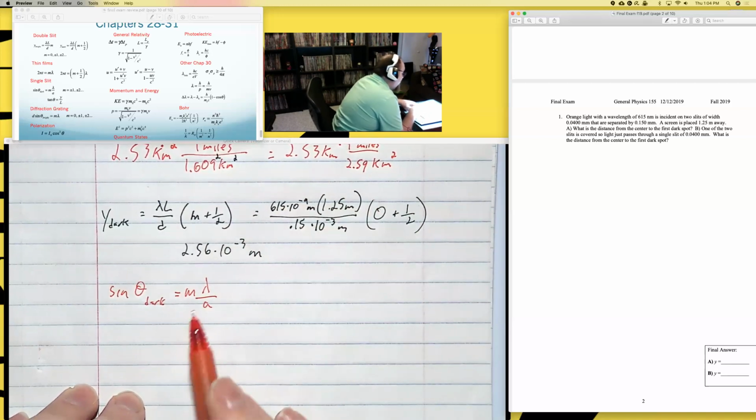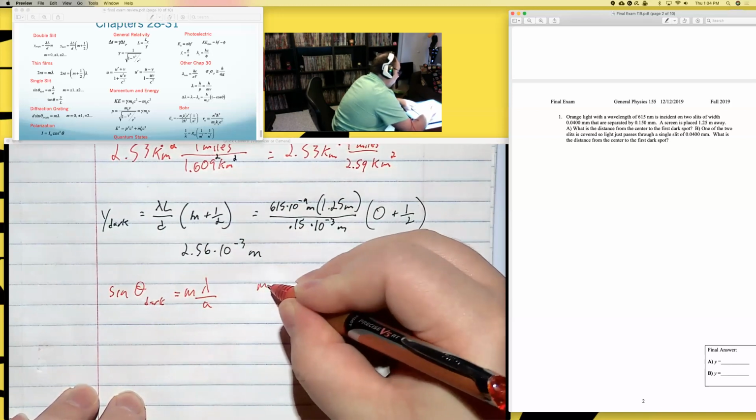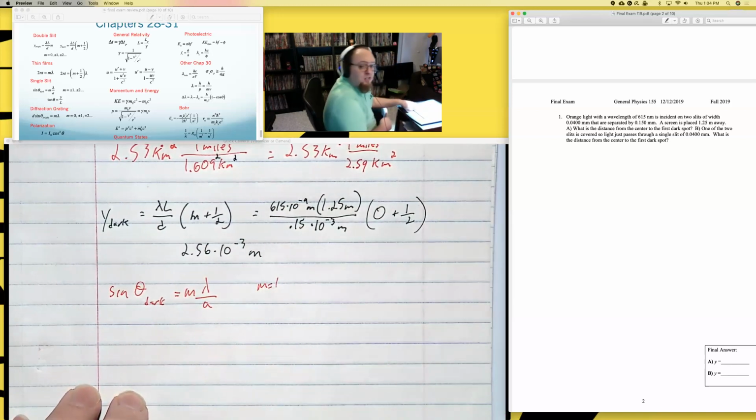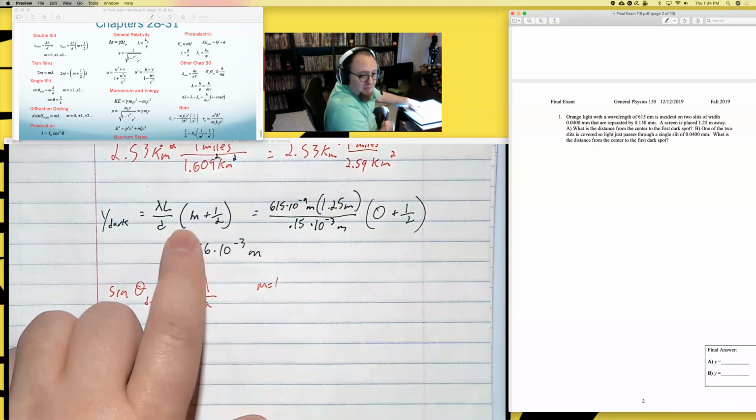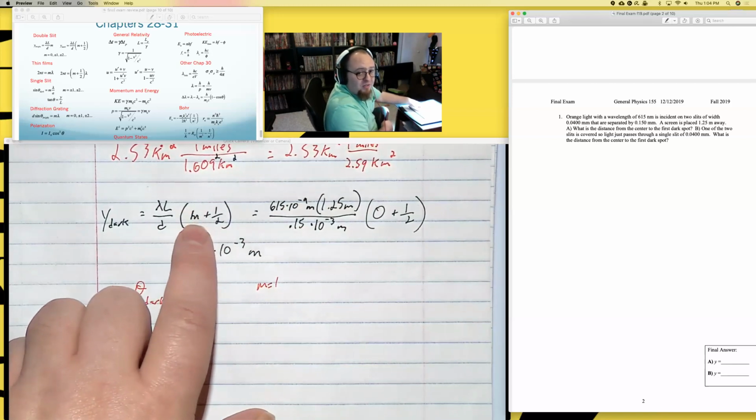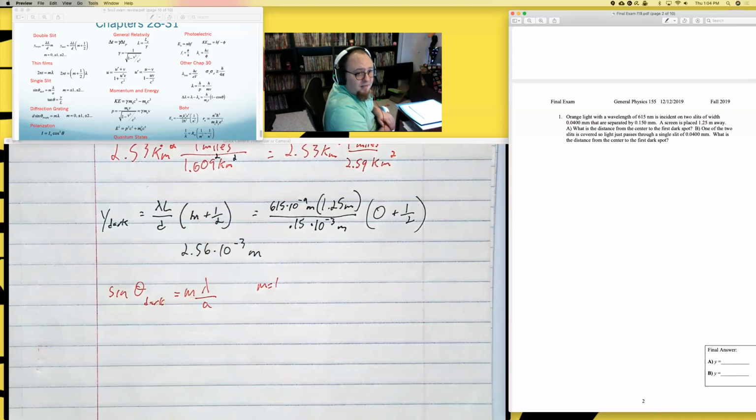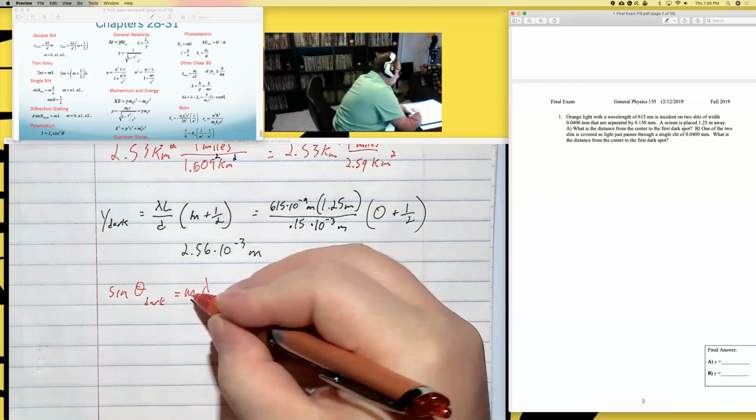Now, for single slit, m can't be 0. If m equals 0, this whole thing is 0. So for a single slit, the first one's going to be when m equals 1. This was the biggest trick on this problem that messed with people. A bunch of people used m equals 0 up here also. Keep that in mind. I misspoke, m cannot be 0 for a single slit. But if m is 1, that just goes away.